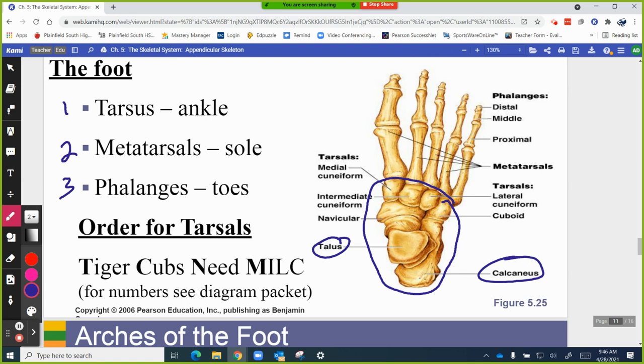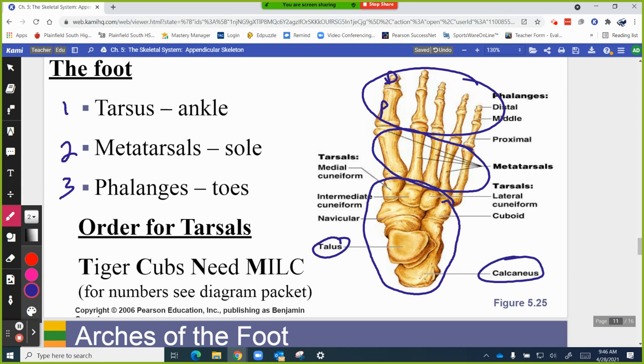From there, you've got metatarsals. Those are the section out here through the foot. Again, there's five of them, one for each toe. And then the last ones are your phalanges. That's this section out here. Again, there's a proximal, middle, and distal, except the big toe. There's just a proximal and distal on the big toe.